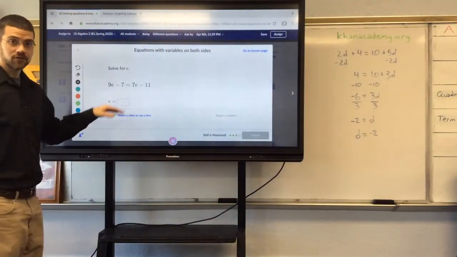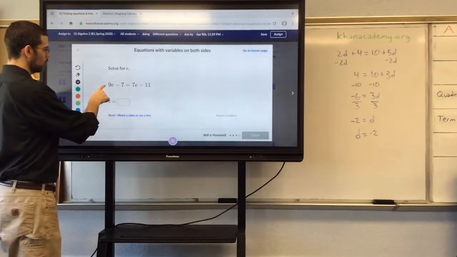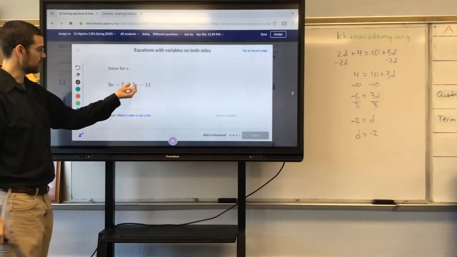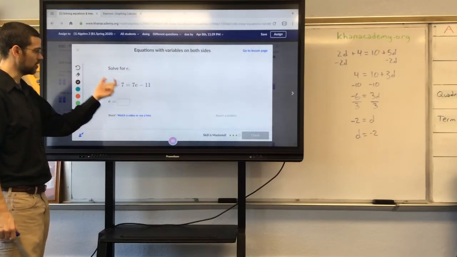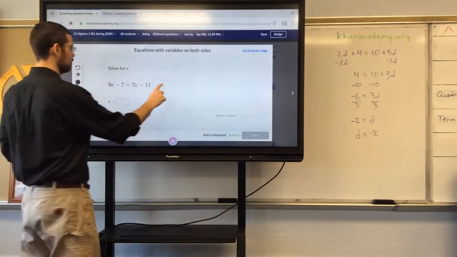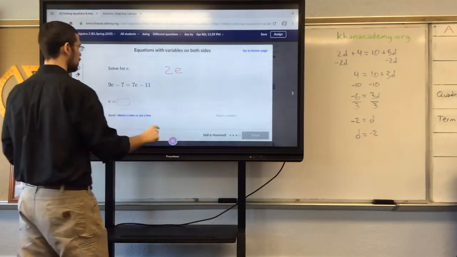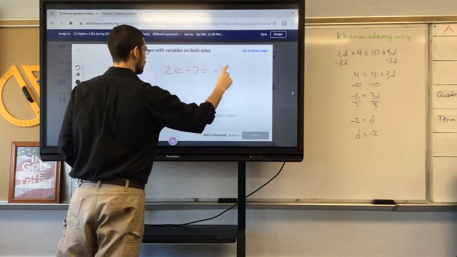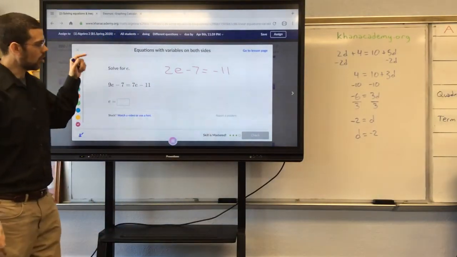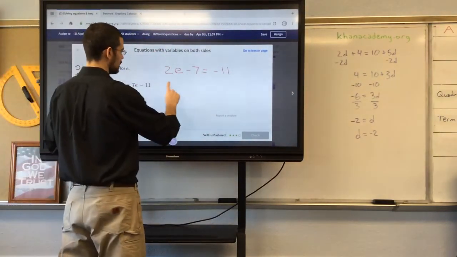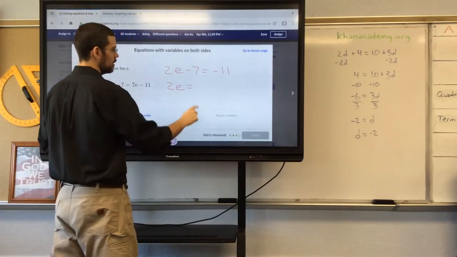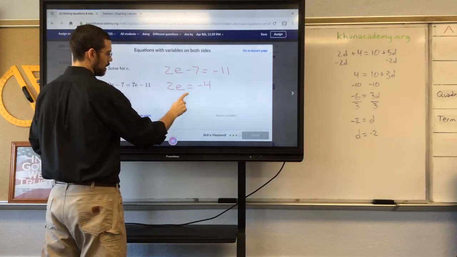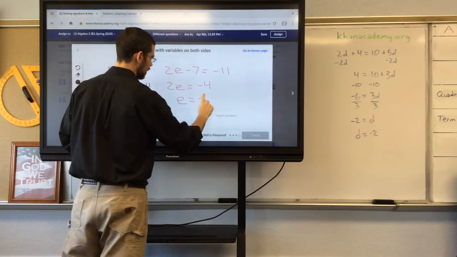All right, they're using e as a variable here. So we want to get e on one side of the equation. We want it to be positive, so it would make sense to take the 7 e's away from both sides so that you're left with 2e on this side. So you get 2e. So 2e minus 7 equals negative 11. Then we want our constants over there, so we're going to add the 7, and that leaves us with 2e on this side. If we add 7 to that, we have negative 4 left. And if we divide by 2, we get e equals negative 2.